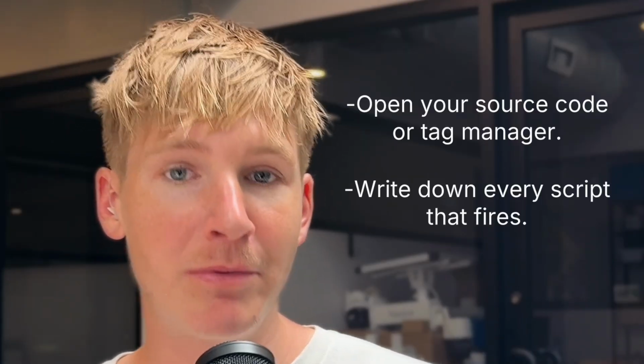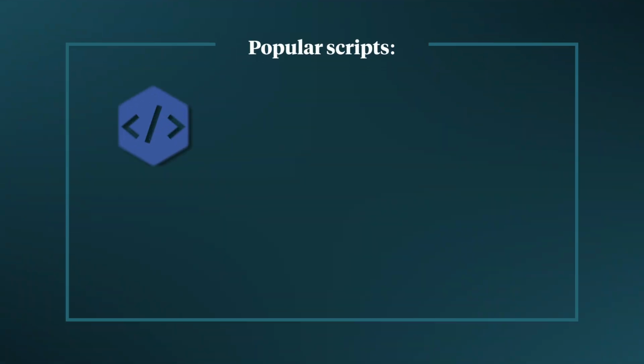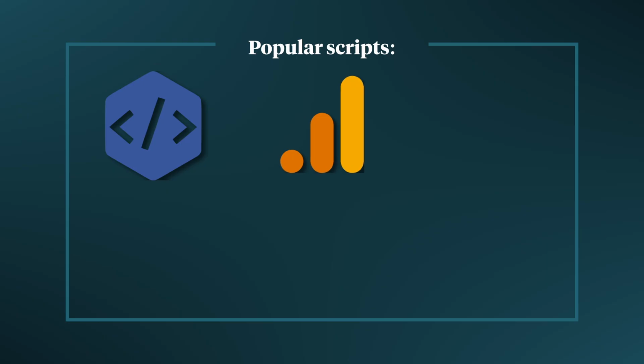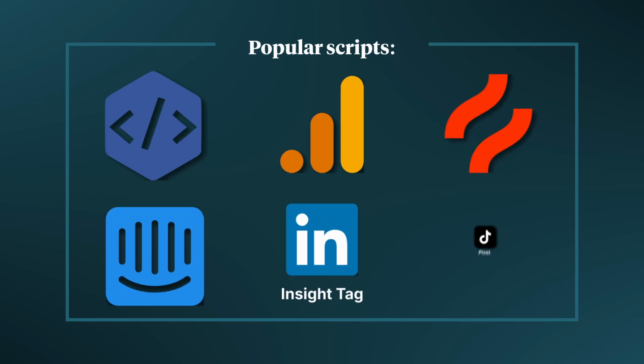Popular scripts that are probably on your website that technically are in violation of PHI and you're going to want to keep note of for later are Metapixel, Google Analytics, Hotjar, Intercom, LinkedIn Insights tags, and TikTok pixels.